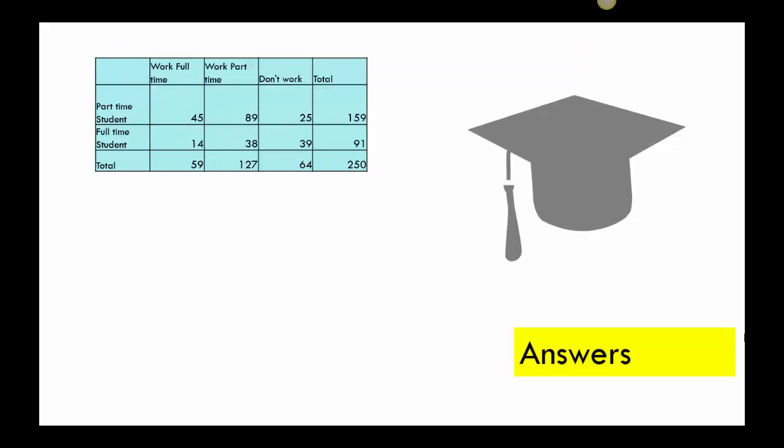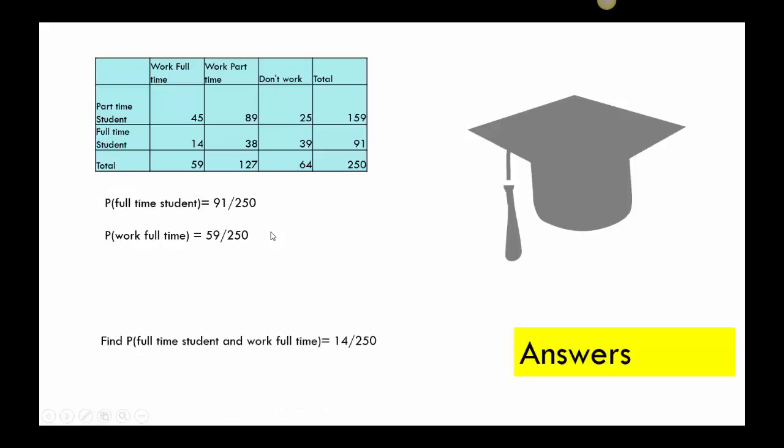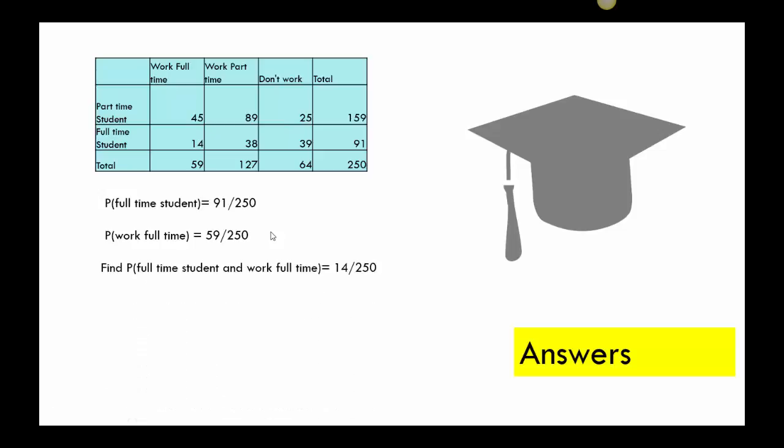All right, so let's go over those answers. Let's start with full-time student. So full-time student, I'm looking across this row, and I can see I have a total of 91 students over the 250 total. Okay, working full-time, I want to go down this column to see I had a total of 59 students working full-time, again, out of the 250 total. Full-time student and work full-time, busy people, right? So here's work, here's full-time student. I had 14 out of the 250 people.